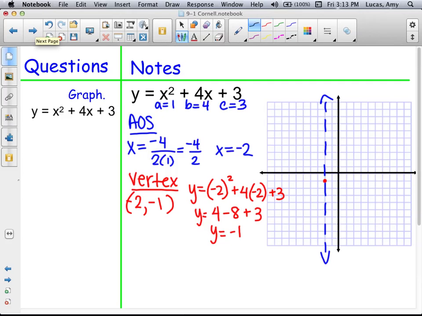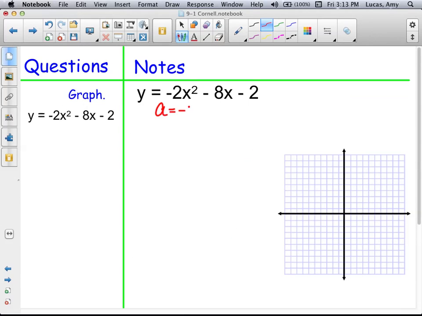And then my y-intercept, remember my y-intercept is C. So in this situation, it's 3. So on the y-axis, +3. And then balance it on the other side. Reflect it across the other side of the symmetry line and draw your graph like that. So axis of symmetry, vertex, y-intercept, and reflect the y-intercept to the other side, and you've got your graph.